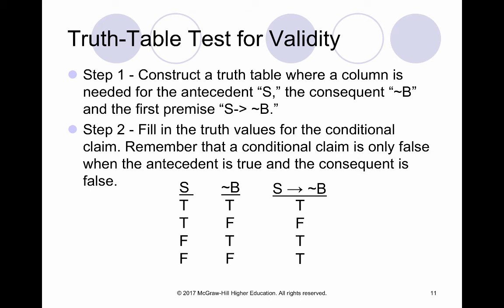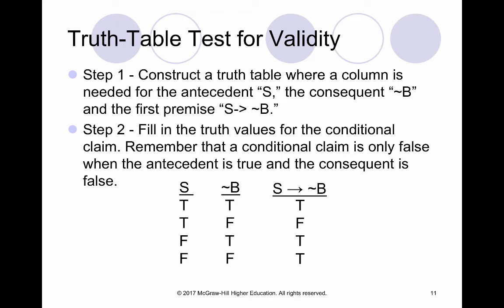So now we need to organize our truth table. We've got 2 premises. If S, then not B is the first premise. S is the second premise, and the conclusion is not B. But if we look at the first premise, we have the other premise and the conclusion in it already. So if we make the table with the antecedent S, the consequent not B, and the conditional premise, we'll have everything we need. Then we just need to fill in the table.